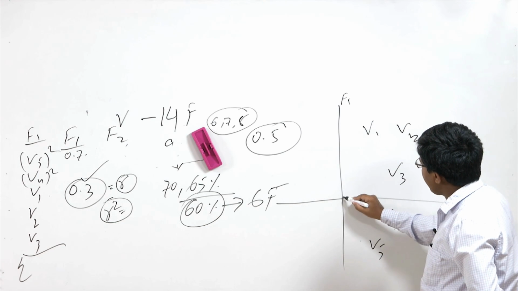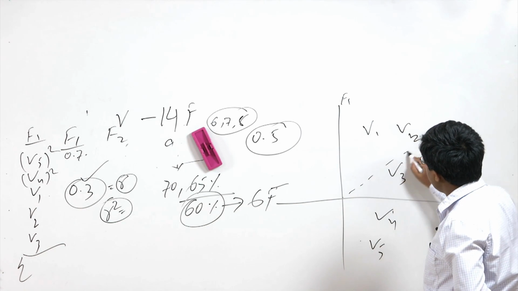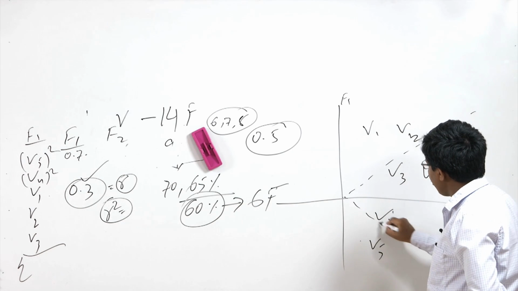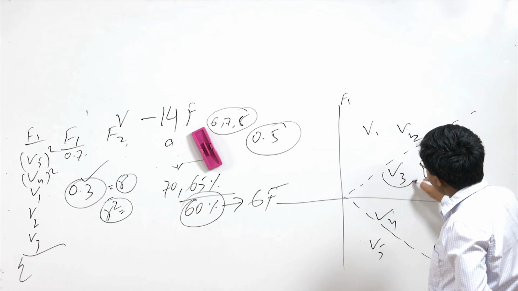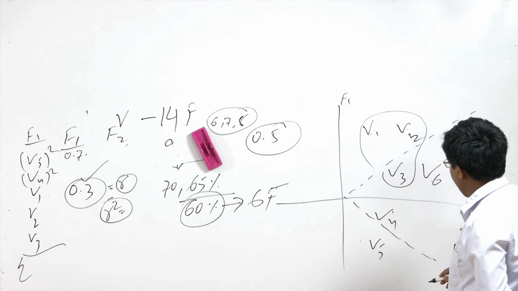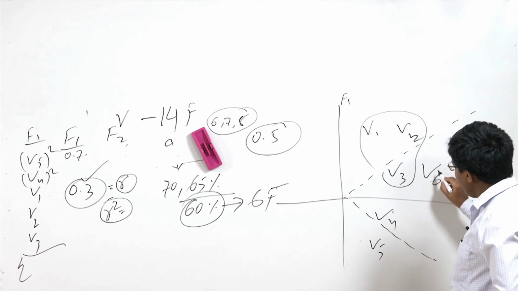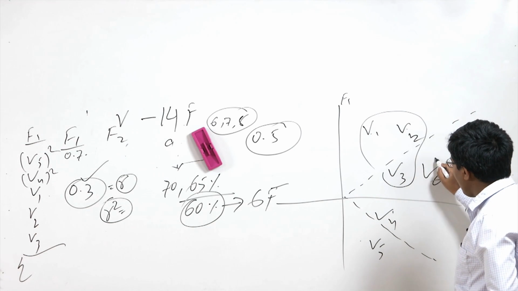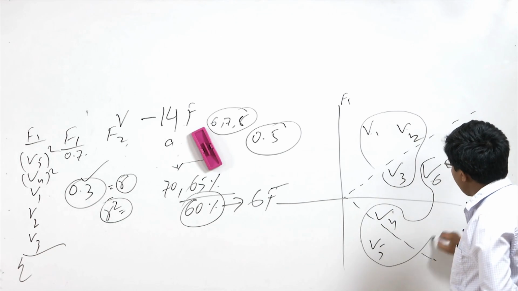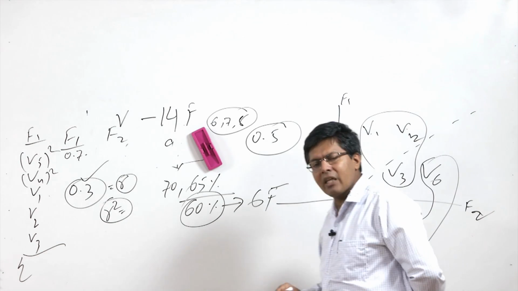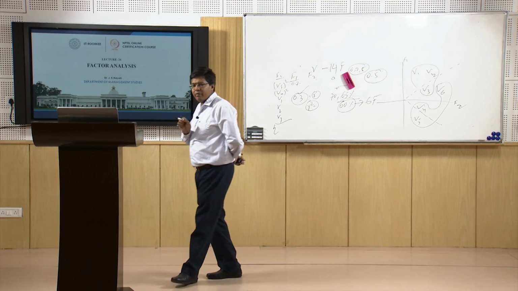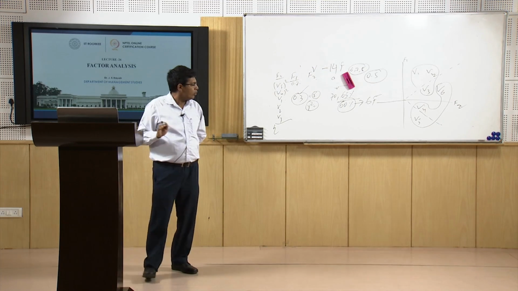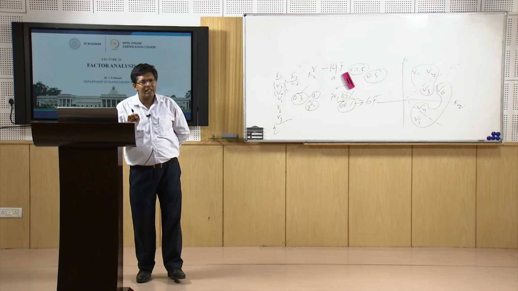Now, if I rotate this, possibly V1, V2 plus even V3 now comes into factor 1, and maybe even V6 can come, or otherwise V6 and V4 and V5 will come into factor 2. So, this is an advantage that you get, and nothing actually changes when you do a rotation of the factor, nothing changes as such.